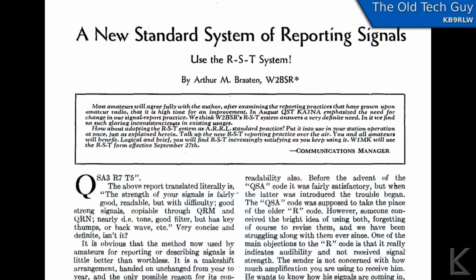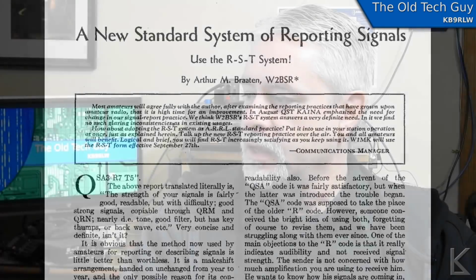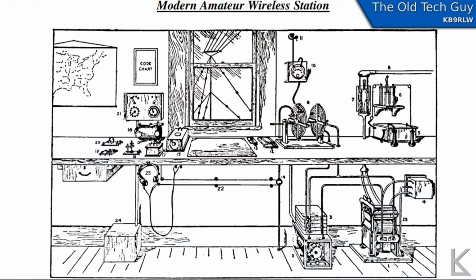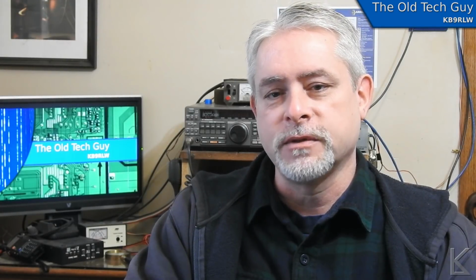Well, it was of course proposed by a ham. Way back in 1934 in QST, there was an article published by Arthur M. Bratton, W2BSR. And at that time, Morse code was still the primary means of communication. AM was starting to get utilized, but most hams were building their own transmitters using Morse code. You see, there was very little commercial radio gear available at the time. So I'd say probably 80 to 90% of hams were on the air with home-built radios.